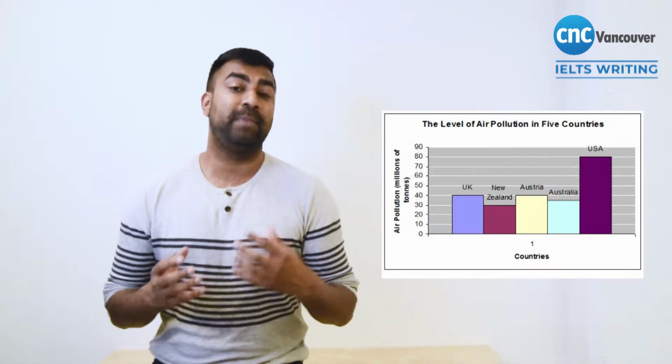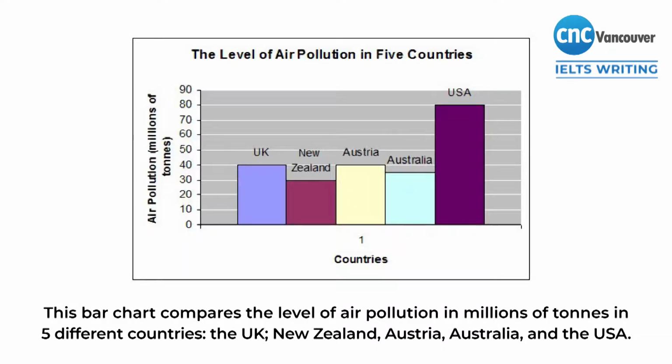So a really basic introduction for this chart would be, this bar chart compares the level of air pollution in millions of tons in 5 different countries: the UK, New Zealand, Austria, Australia, and the USA. It's that simple. The only outside information that I needed was the type of chart.